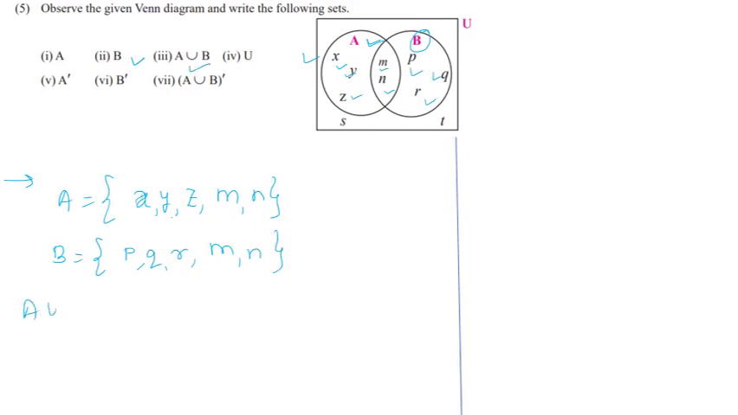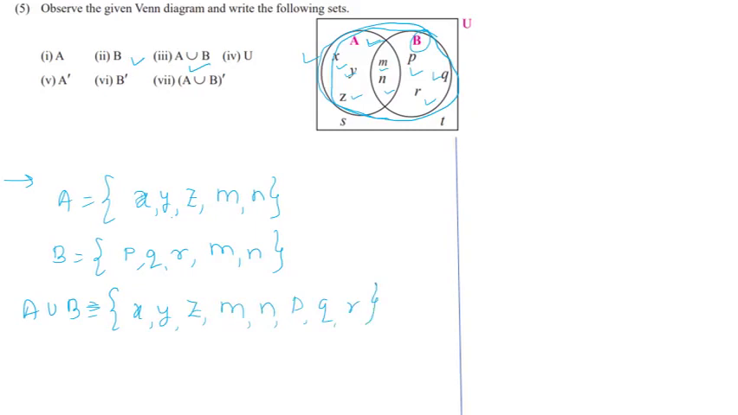A union B means what? A union B contains all elements which are in A or B. Observe the figure. See this total A union B. These complete elements are in A union B. So right here X, Y, Z, M, N, P, Q, R.